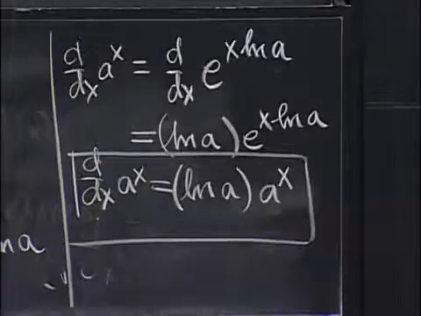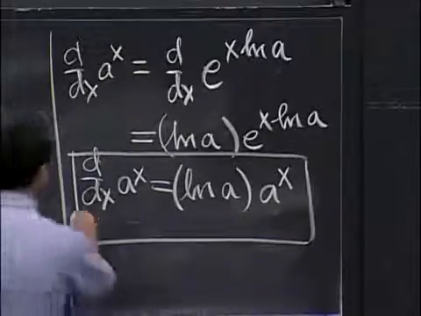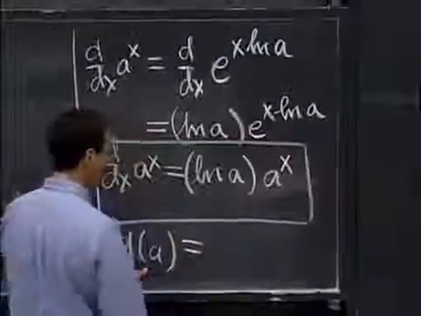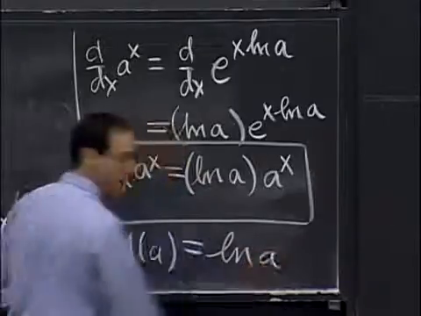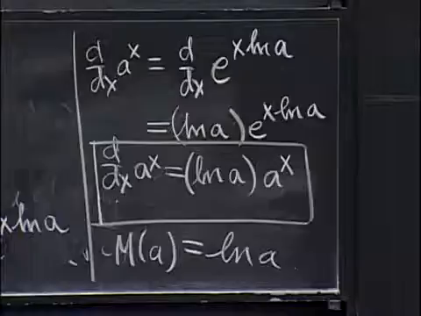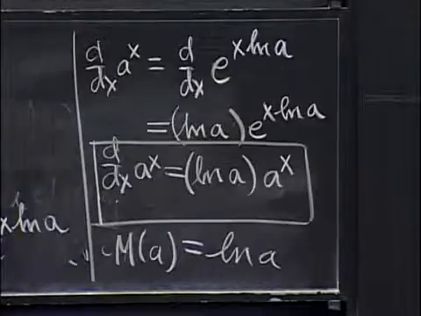So there's the formula. I've essentially finished here. And notice, what is the magic number? The magic number is the natural log of a. That's what it was. We didn't know what it was in advance. This is what it is. It's the natural log of a.